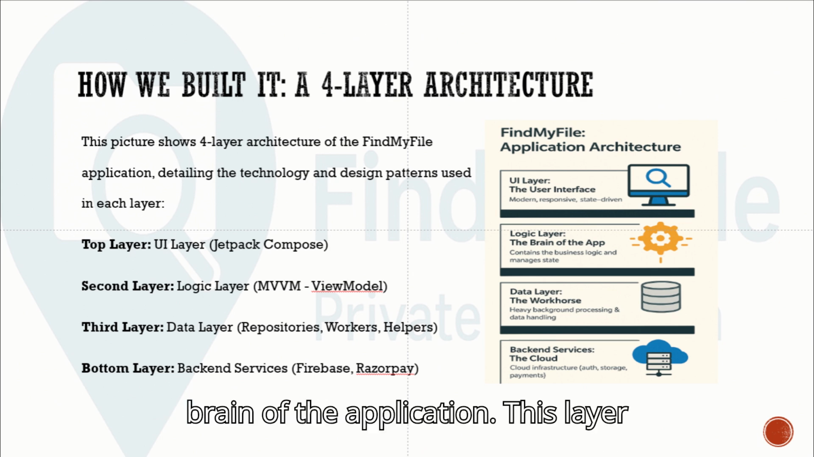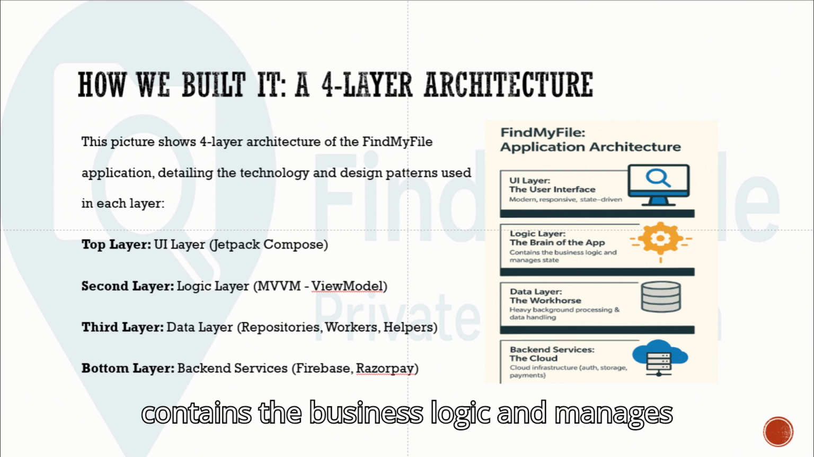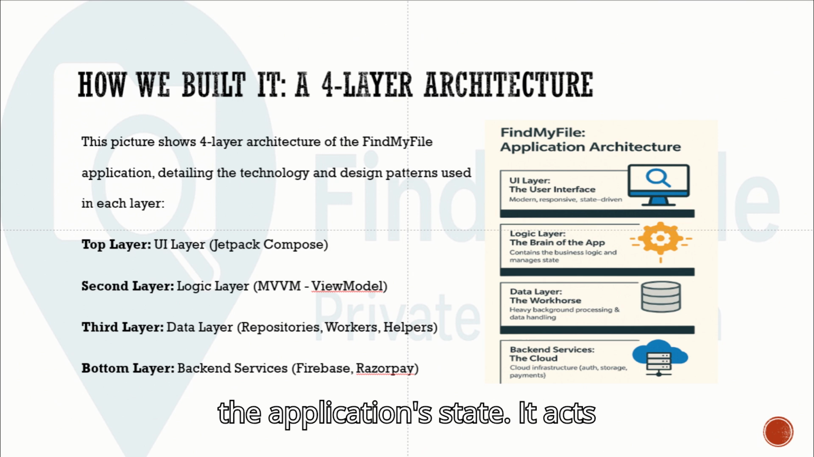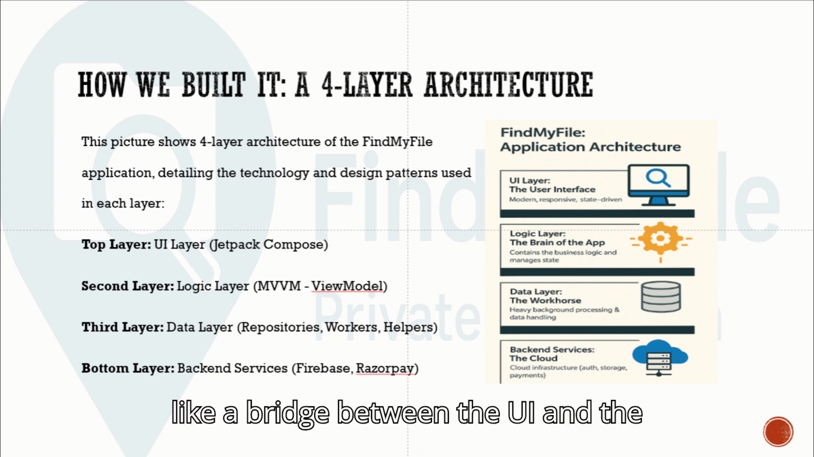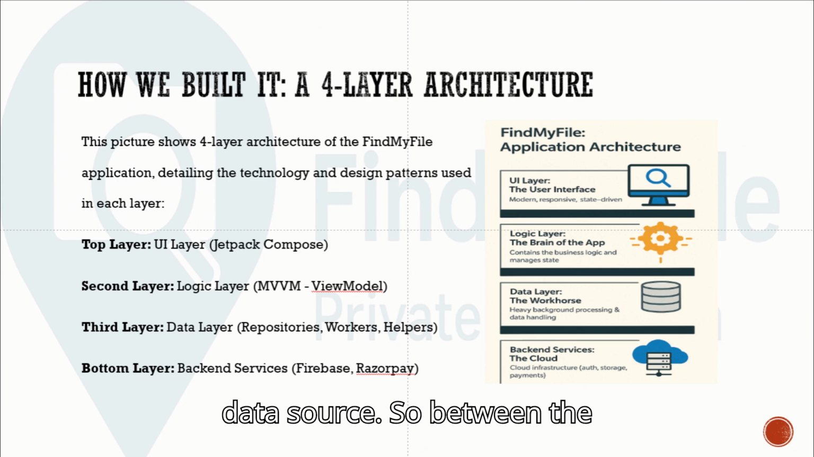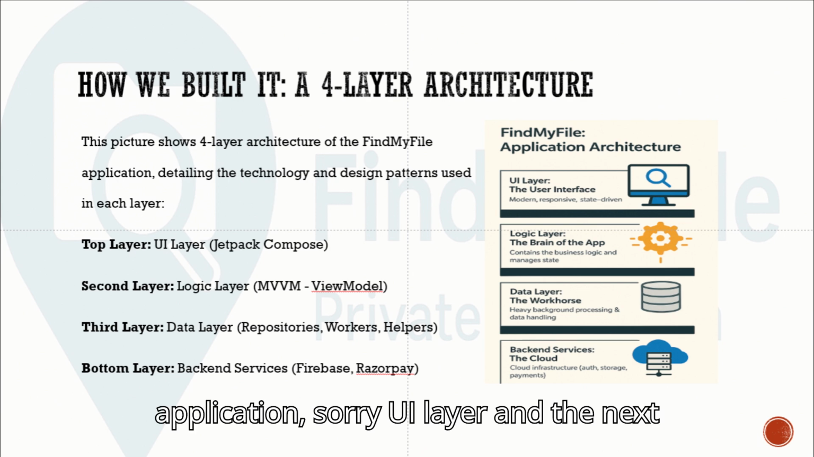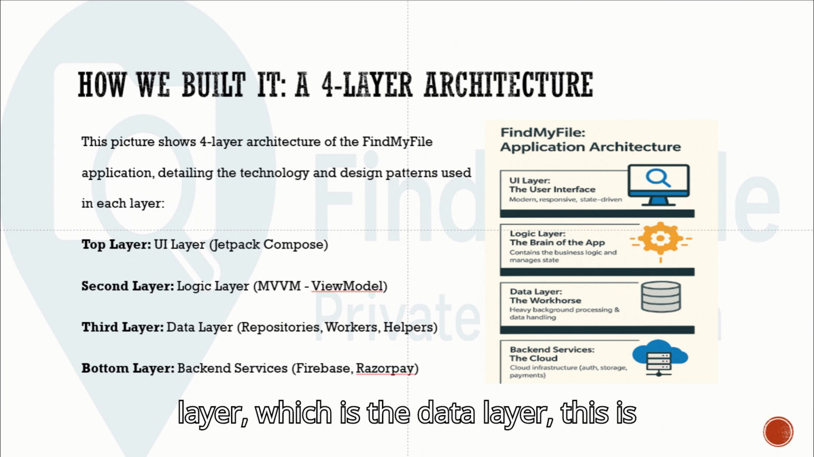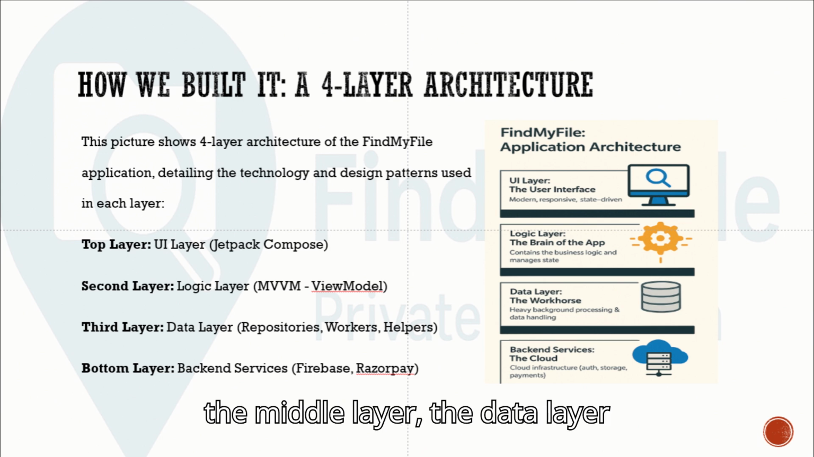The second layer, the brain of the application. This layer contains the business logic and manages the application's state. It acts like a bridge between the UI and the data source. So it is between the UI layer and the next layer, which is the data layer, this is the middle layer.